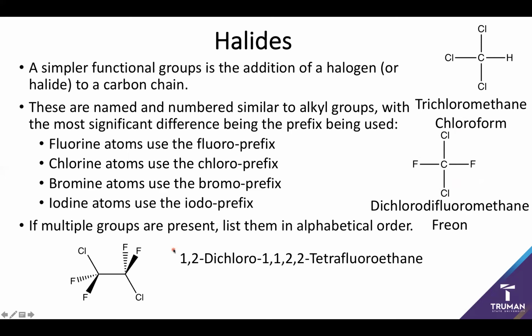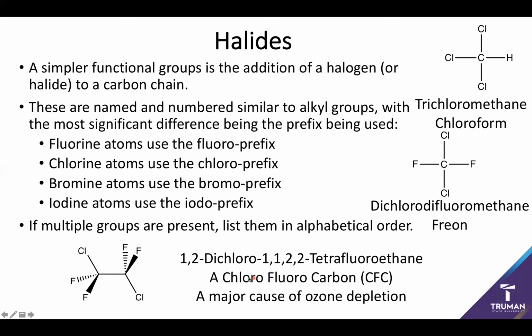And then we can also look at adding multiple groups on. So for example, this guy, we've got an ethane, but now we've got a dichloro, 1 on the first carbon, 1 on the second, and 4 fluorines. So this is tetrafluoro, 2 on the first and 2 on the second. So this is 1,2-dichloro-1,1,2,2-tetrafluoroethane. This is a member of the CFC family, along with freon, and these cause a major depletion in the ozone layer.